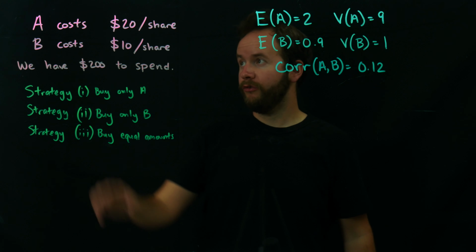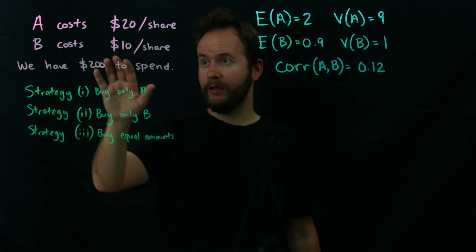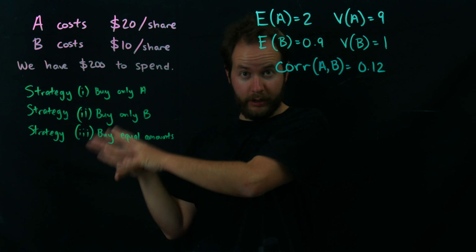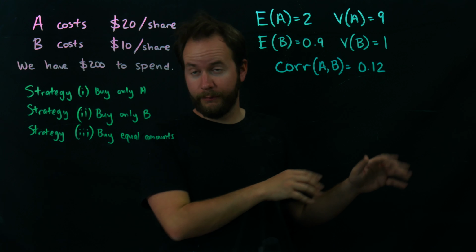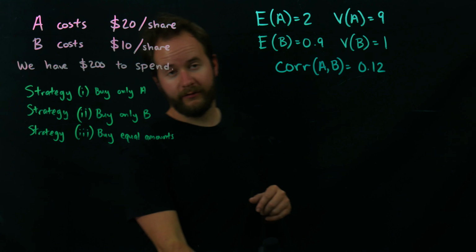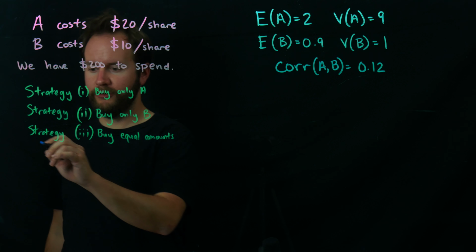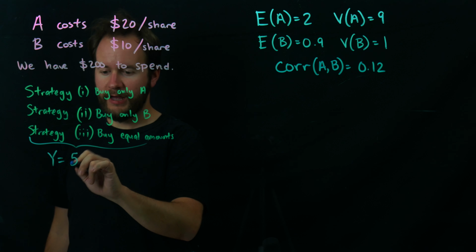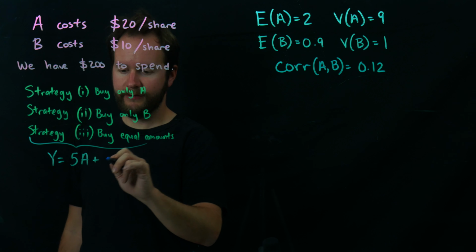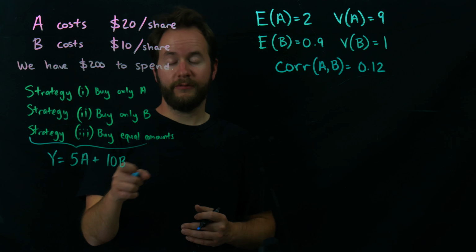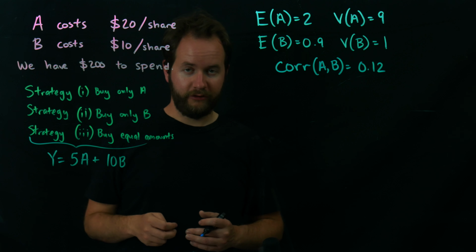So with that in mind, we know stock A costs $20 a share and stock B costs $10 a share, and we have $200 to spend. Well, if we take $100 and put it into stock A and take $100 and put it into stock B, we know that $100 divided by this $20 per share will give us five shares of stock A and 10 shares of stock B. So for strategy 3, the yield will be 5A plus 10B, because if we take $100 and buy at $20 a share for A, that's 5 shares, and if we take $100 and spend it at $10 a share for B, that gives us 10 shares of B.